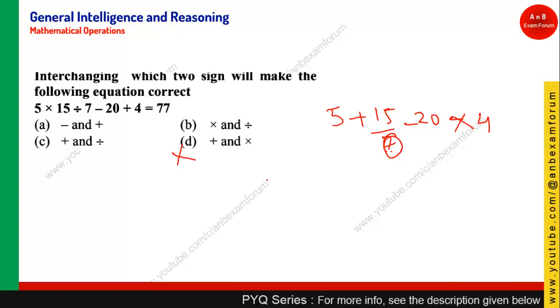Let's see the next one. The equation will become 5 into 15. We need to interchange plus and division. 5 into 15, division becomes plus, minus 20 and plus becomes division. So 4 1s are 4, 4 5s are 20, and 15 multiplied by 5 is what? 75. 7 minus 5 is 2, so 75 plus 2, it is 77. Are we getting the 77? Yes, so option C is the right answer.